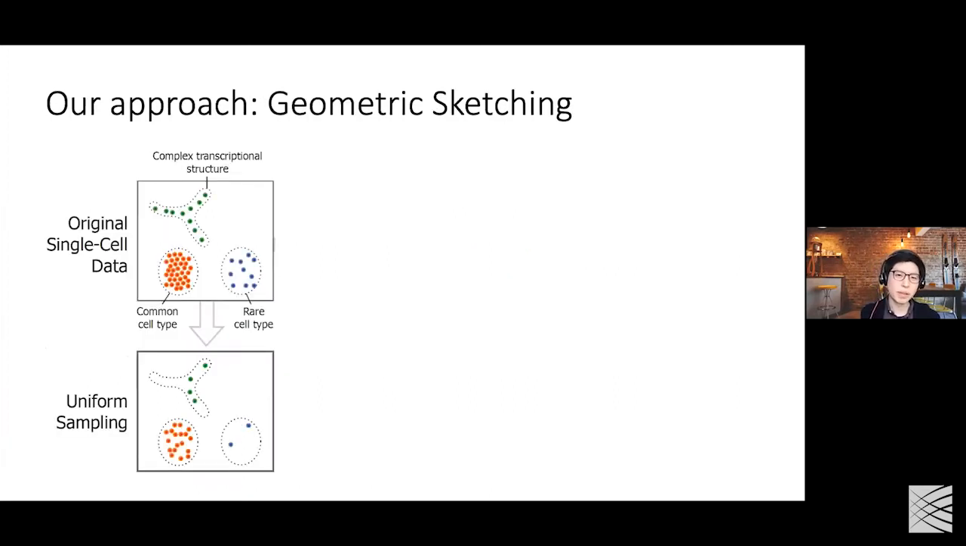So to this end, we developed a method called geometric sketching, or GeoSketch in short, and here is how it works. As we saw in the previous part, the single cell landscapes typically include both dense and sparse regions, as well as complex structures. And if we simply uniformly downsample the data set, then we're likely to miss rare cell types or fine-grained structures that may be biologically important.